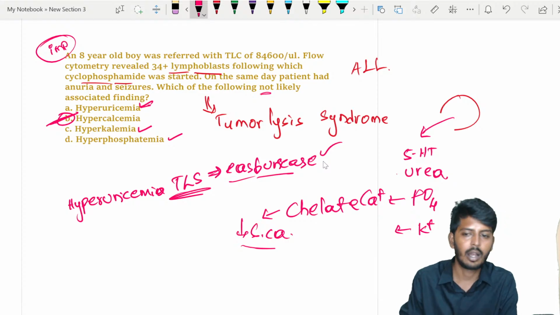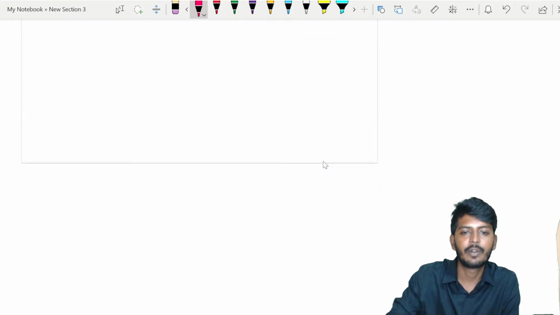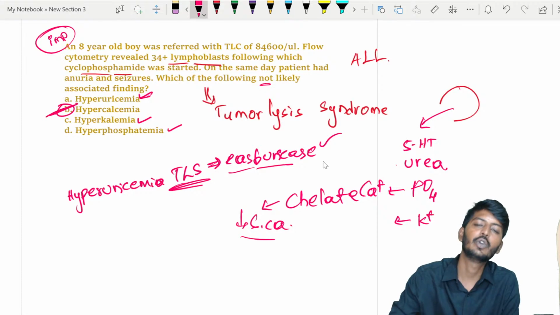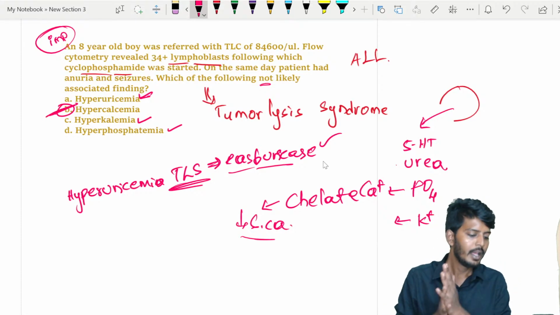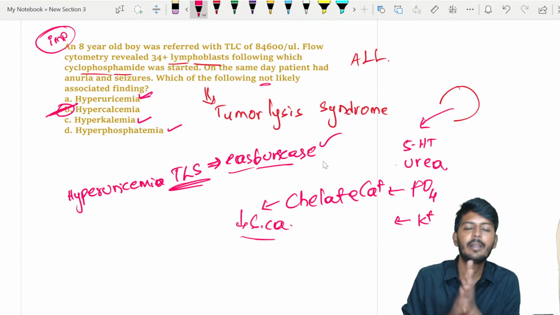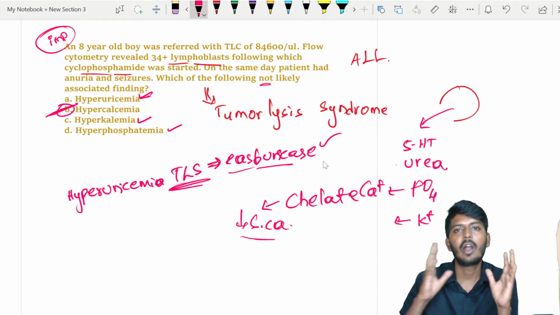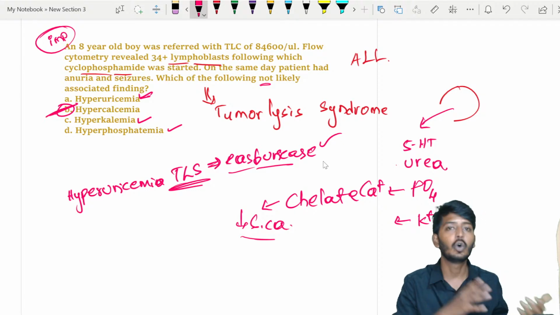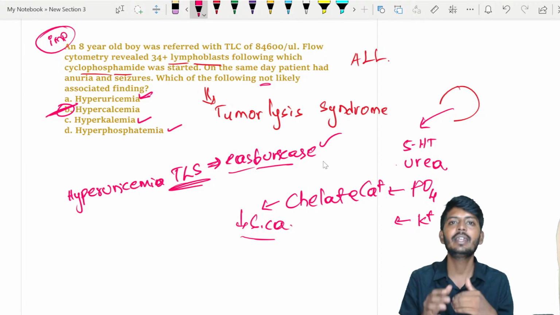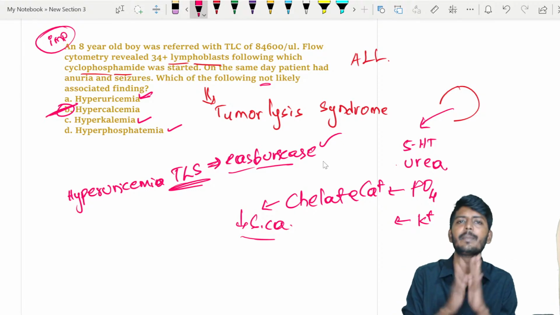Okay, all right. So that is the story of your tumor lysis syndrome. That finishes all the important previously asked questions from pediatrics, and I will not take up much of your time because we want to go through many other things before night.